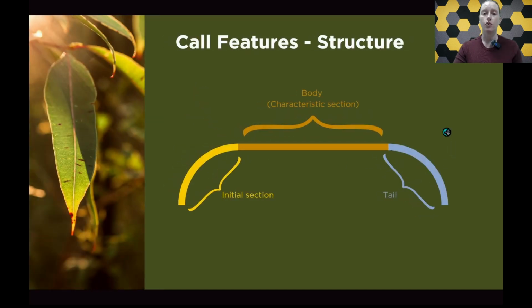Now a CF call has the same parts. It's got the body, which is that constant frequency section. It also has an FM initial section and an FM tail. Now again, it may or may not show these parts or even include these parts in the case of a constant frequency caller.